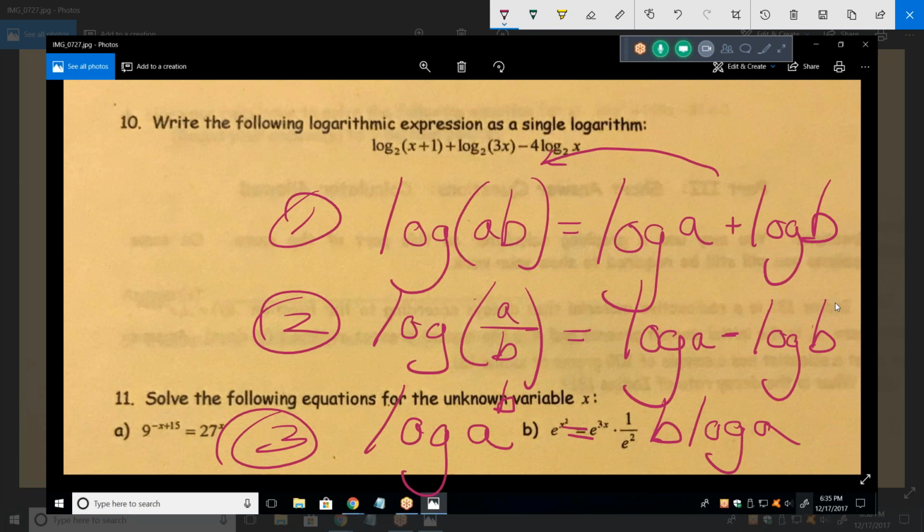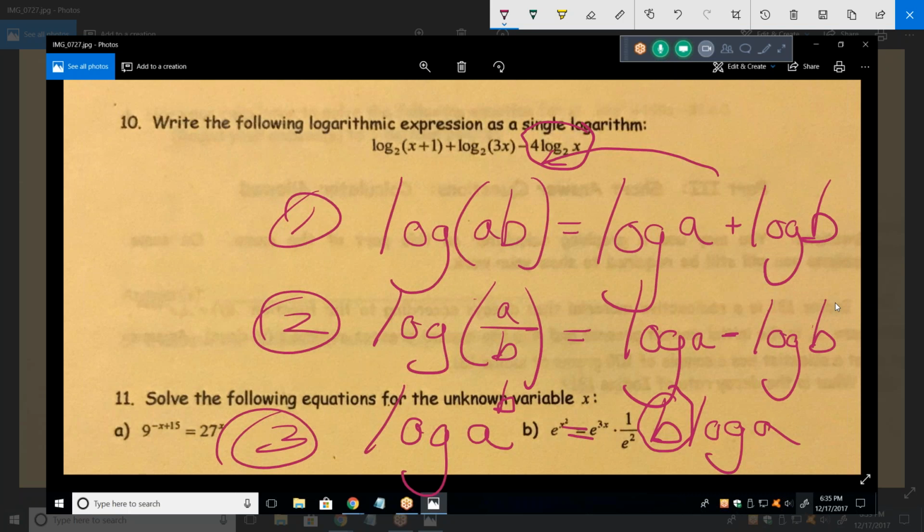When you're condensing, the first thing to deal with is that number that's in front of the log. Do we have one of those? No. How about the 4? Right here. Yeah, we do. So we deal with that first. How do I deal with it?